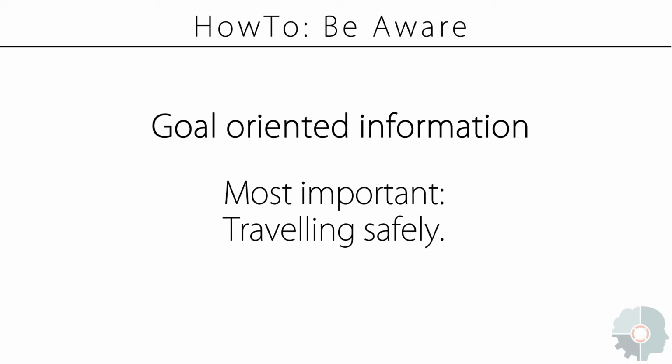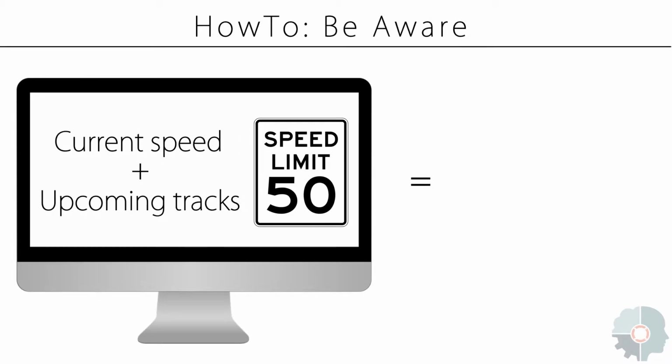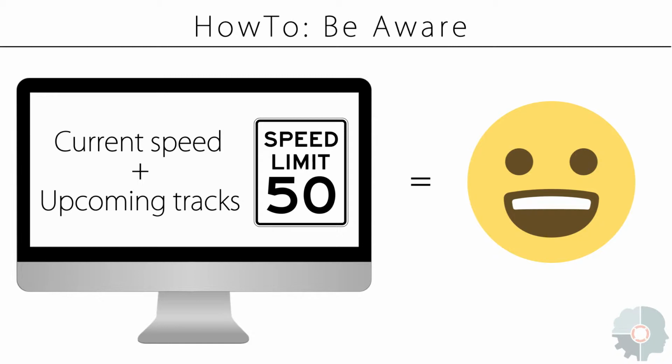What does the engineer usually want? To travel safely, of course. Maybe even a display with both the current speed and the upcoming train tracks, and the speed limit would be a good aid for his goal.